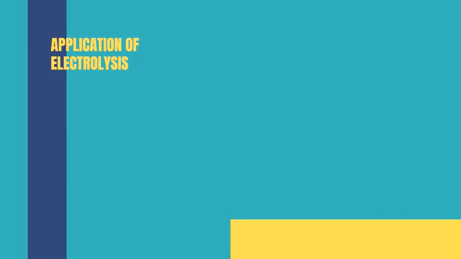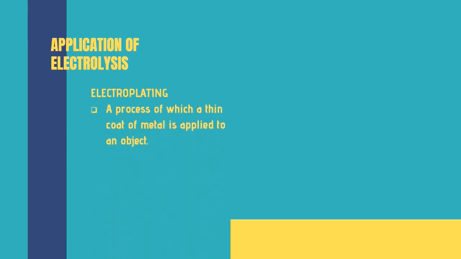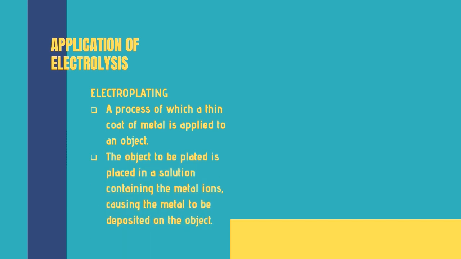Next, we look at the application of electrolysis. The most common application is known as electroplating. So what is electroplating? It is a process in which a thin coat of metal is applied to an object. The object that needs to be plated is placed in a solution that contains the metal ions, causing the metal to be deposited on the object.